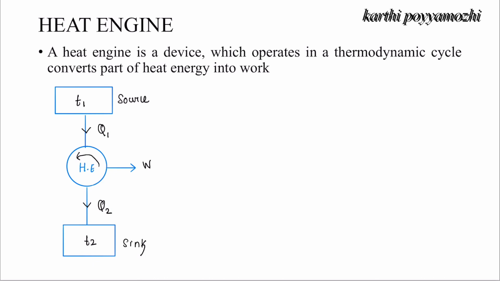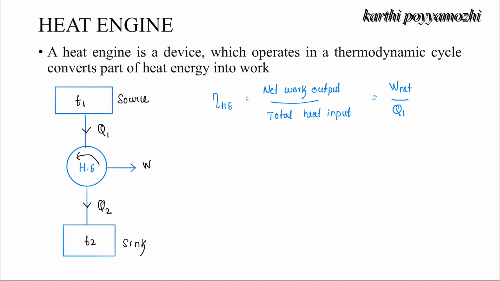That is, the efficiency of the heat engine is given by net work output by total heat input. This is nothing but W net by Q1. Q1 is the heat input given to the heat engine in order to produce the work W.